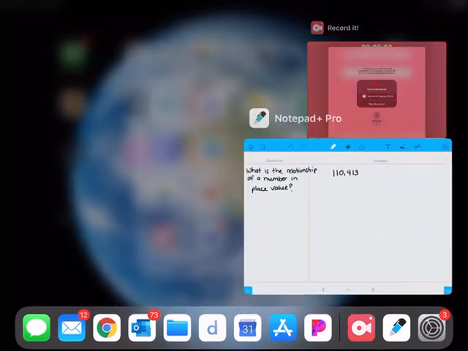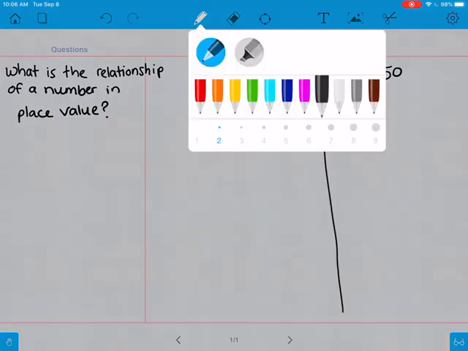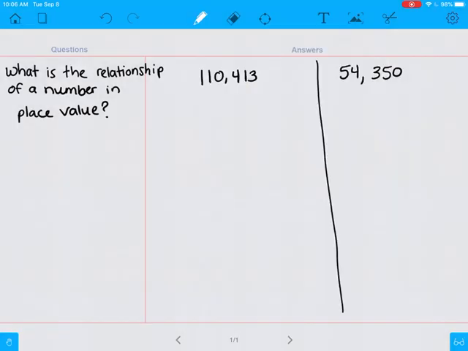Okay, we've got two numbers that I'm going to write down here. So I've got 110,413 and 54,350. Let's just do those two numbers. Both of these numbers contain the number 4.